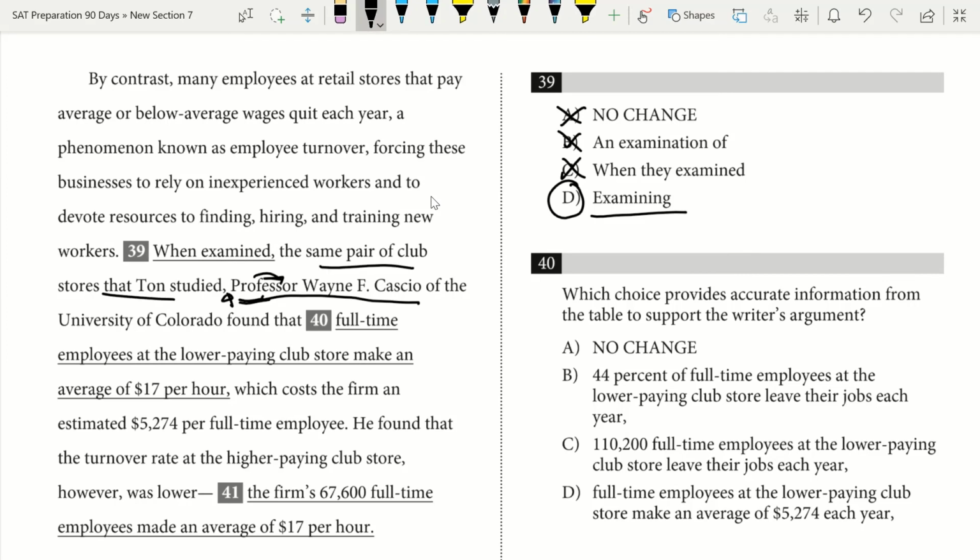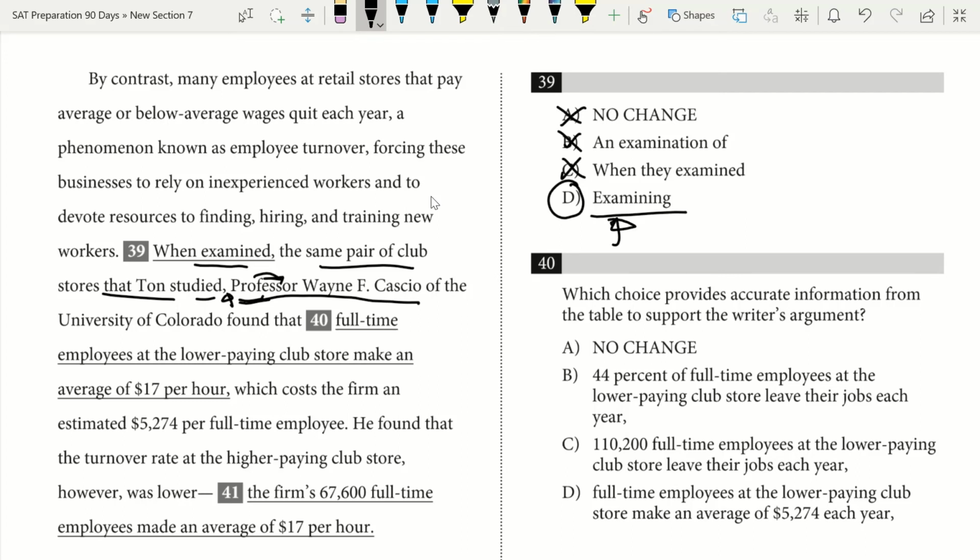So anytime that I have a person or a place after that comma, right, at the beginning of a sentence, so I have a phrase at the beginning of my sentence and a comma, and then I have a person or a place or a subject, I'm looking for an introductory modifying clause that's modifying my subject. So in this case, it's telling me what my subject is doing.